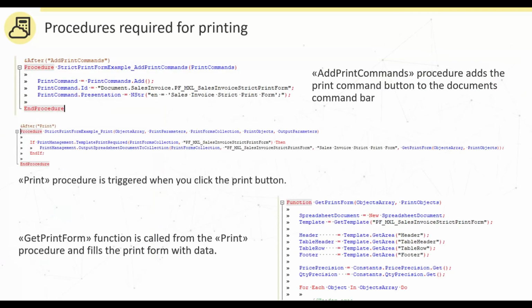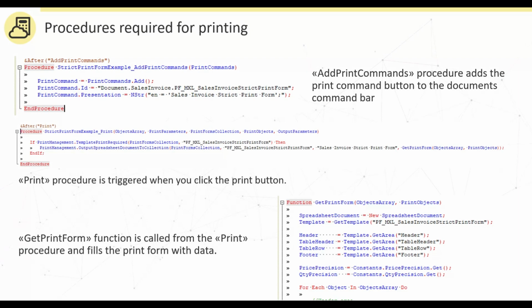Here are some procedures that are required for printing. First one is add print commands. This procedure adds the print command button to the document's command bar. Second is print. This procedure is triggered when you click the print button. And get print form. This function is called from the print procedure and fills the print form with the data.